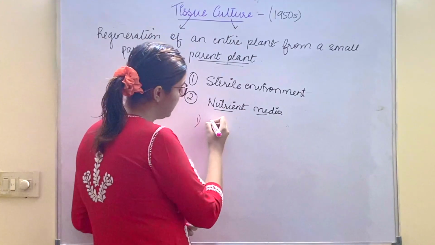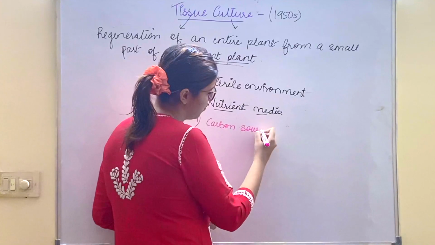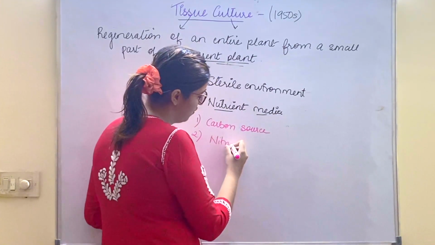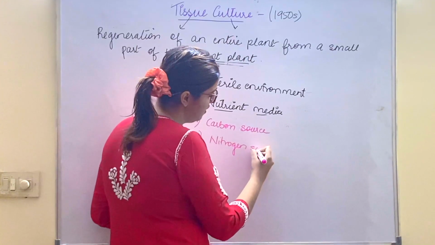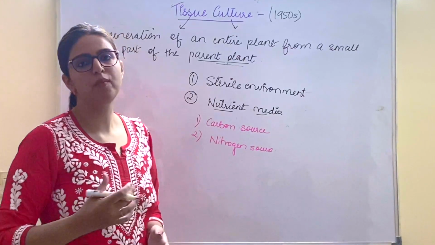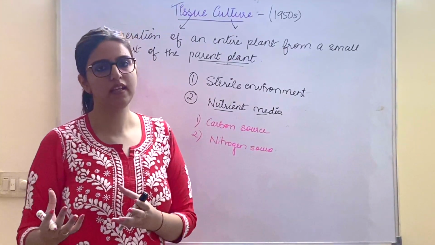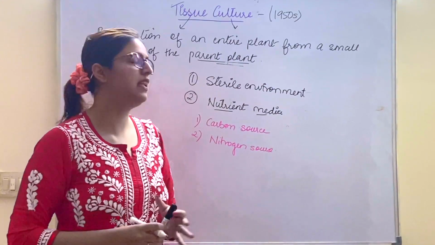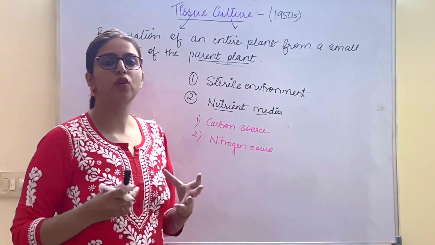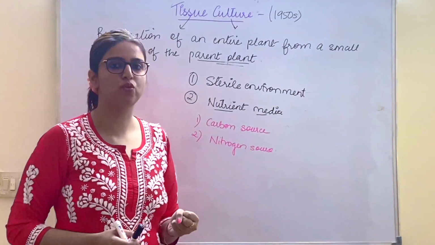First, I need a carbon source. Second, I need a source of nitrogen. Let's understand these two first. Carbon and nitrogen are called the structural elements of the cell. If I have to make a protein, I need carbon. If I need to make a nucleotide, I need carbon. For enzymes and other things in the cell, I need carbon and nitrogen.